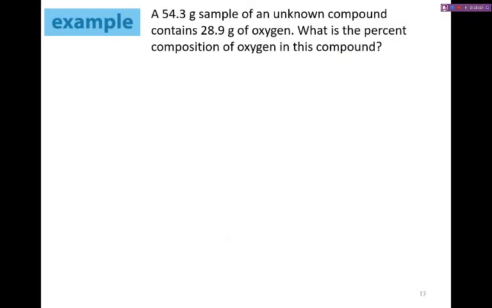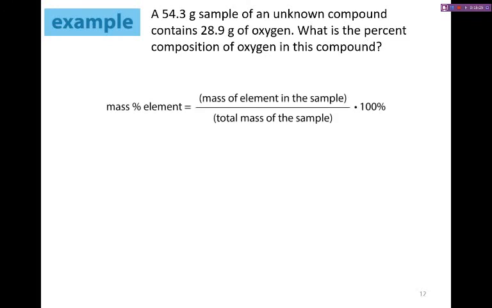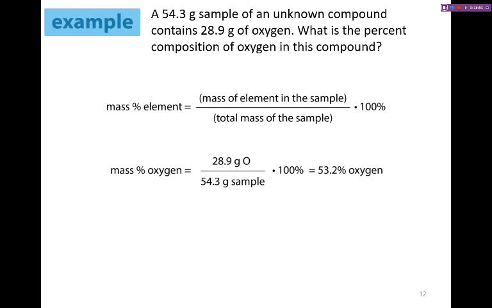Another way of looking at this is perhaps you know what mass of each you're given and you want to know the mass percent. This can be found by taking the ratio of the mass of a given element to the total mass. In this case, we're given 28.9 grams of oxygen and 54.3 grams total of sample. So to calculate the mass percent of oxygen, we can take the 28.9 grams of oxygen, divide by the 54.3 grams in our sample, and multiply by 100% to get 53.2% oxygen.